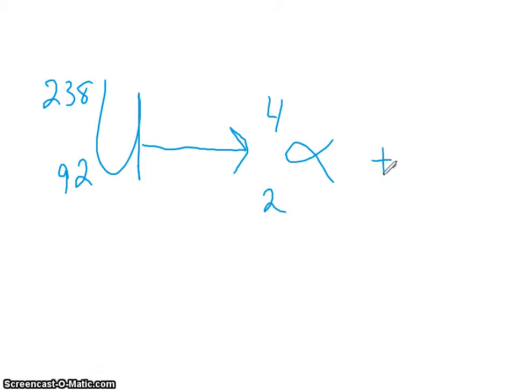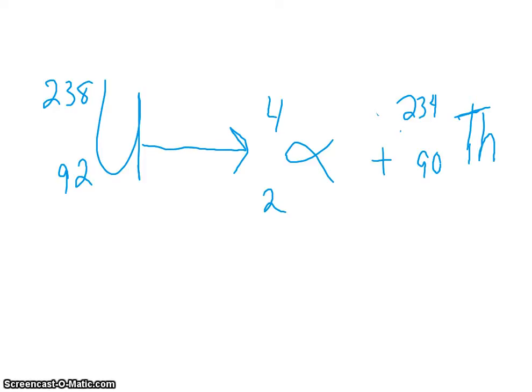We now need to come up with the correct particle that is produced from this alpha decay. At this time, please pause your computer and see if you can come up with the correct symbol with correct mass number and atomic number. Your final equation should look like this. Uranium-238 decays by alpha decay to produce thorium-234.